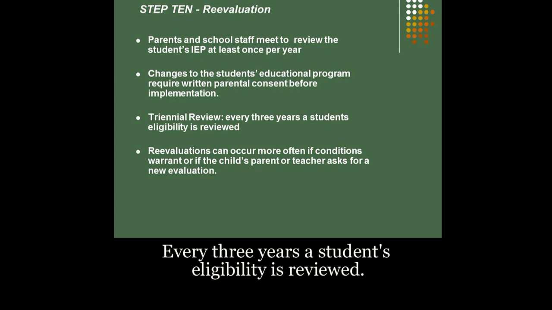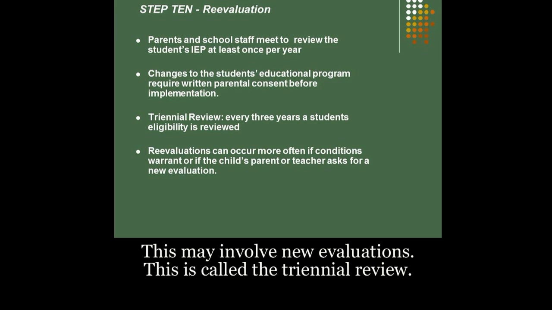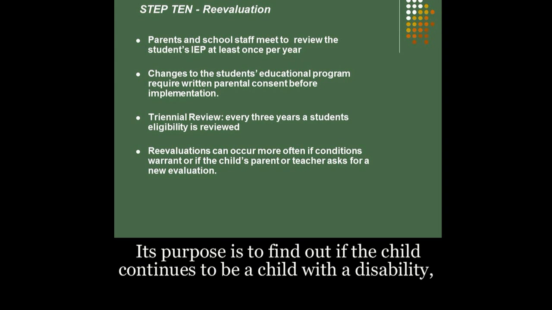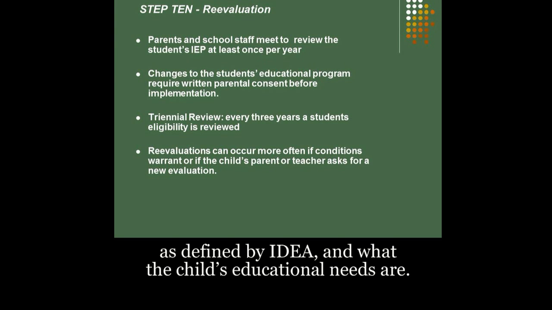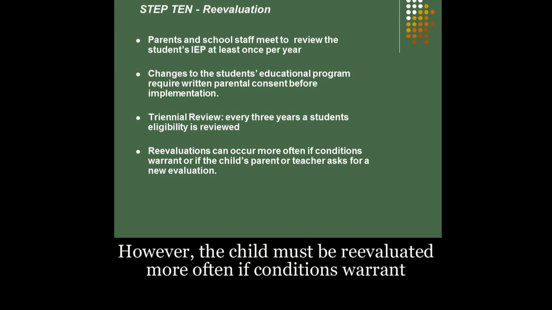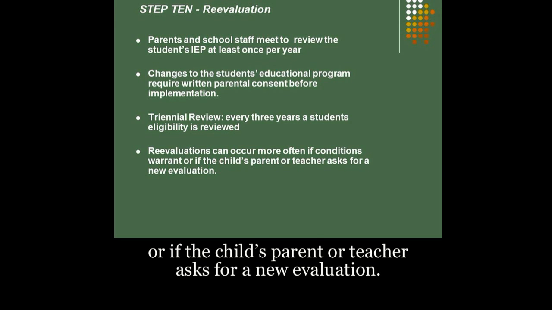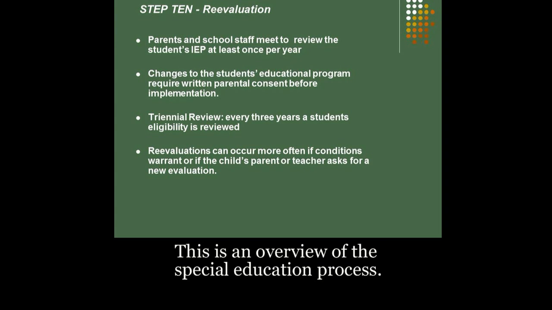Every 3 years, a student's eligibility is reviewed. This may involve new evaluations. This is called the Triennial review. Its purpose is to find out if the child continues to be a child with a disability as defined by IDEA and what the child's educational needs are. However, the child must be reevaluated more often if conditions warrant or if the child's parent or teacher asks for a new evaluation. This is an overview of the special education process.